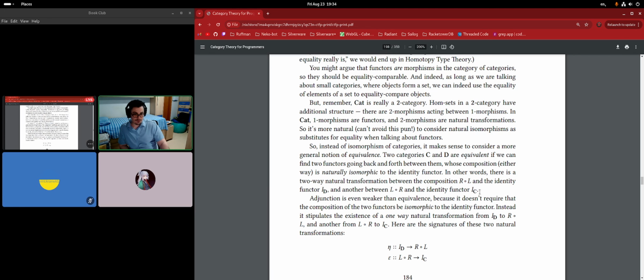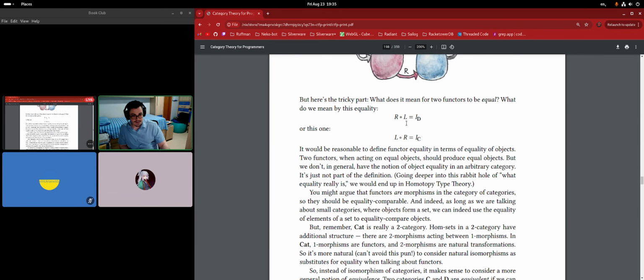So we're going to talk about equivalence instead of equality then. Two categories C and D are equivalent if you can find two functors back and forth between them whose composition is naturally isomorphic to the identity functor. So what does that mean?